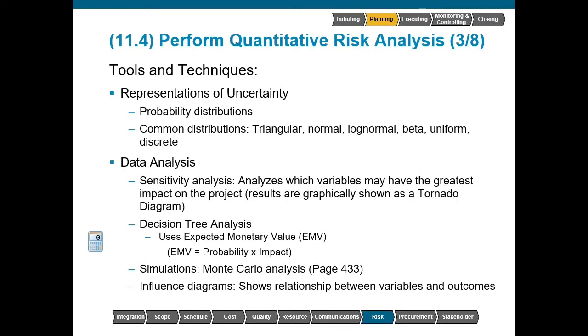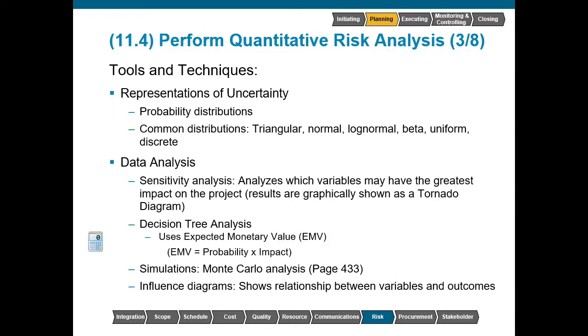Data analysis could include a sensitivity analysis. This is where we compare variables against one another to determine which ones have the greatest potential impact on the project. This is typically shown as a tornado diagram, with the largest range on top and the narrowest range on bottom. Decision tree analysis is useful when we have multiple courses of action from which we have to select.